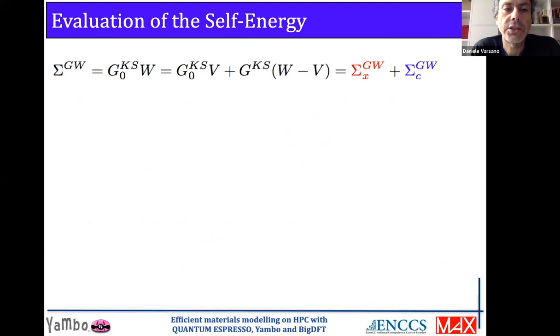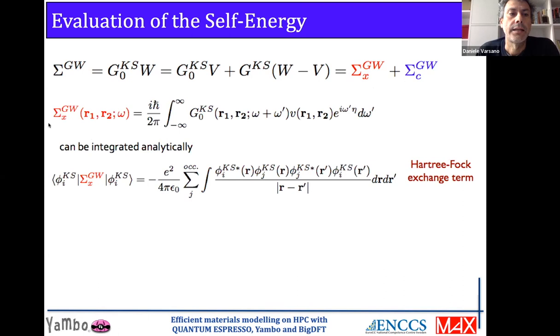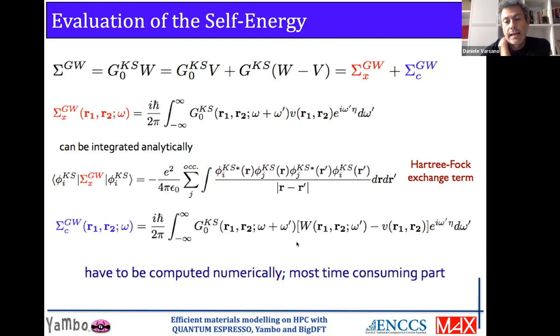Just for convention and to isolate difficulties, the GW is rewritten as GW minus v plus v, where v is the bare Coulomb potential and the term with W minus v is the correlation. You can recall this one, this term is what is called the exchange self-energy, which is essentially the Fock term in Hartree-Fock theory. So this is the exchange self-energy. This can be integrated analytically over frequency, and we arrive at the Hartree-Fock exchange term. Here enters only occupied states in this summation.